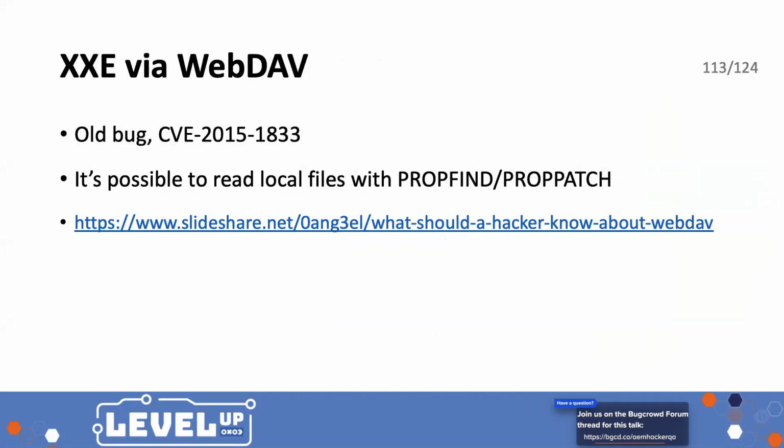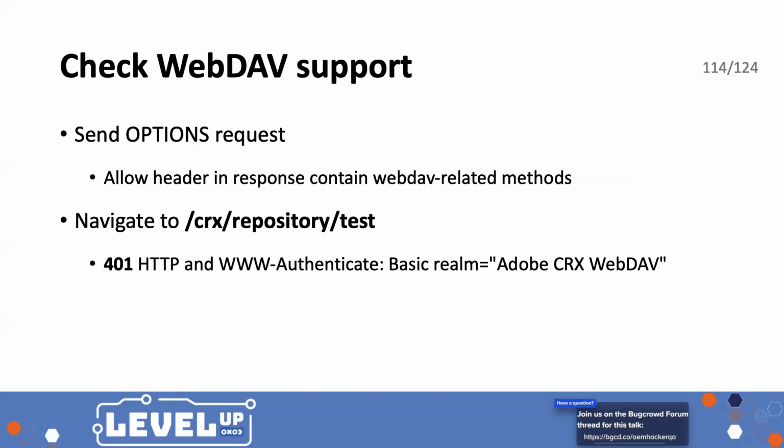Another thing is XXE, XML external entity vulnerability in the WebDAV implementation I discovered back in 2015. You can exploit it using the PROPFIND, PROPPATCH technique. You can quickly spot if WebDAV is enabled by sending an OPTIONS request or making a GET request to the path /crx/repository.